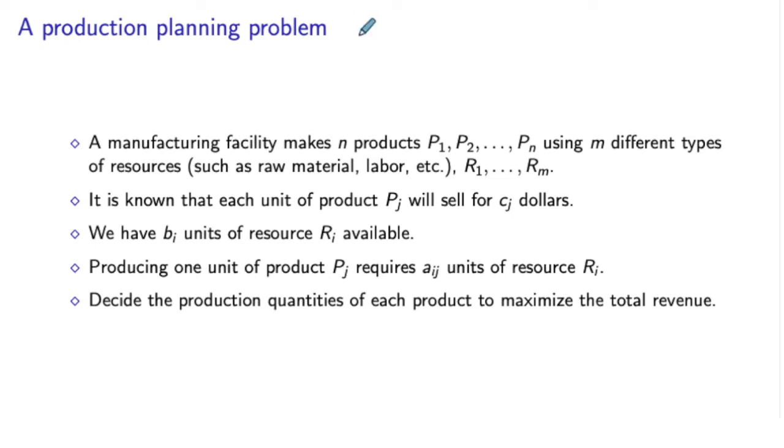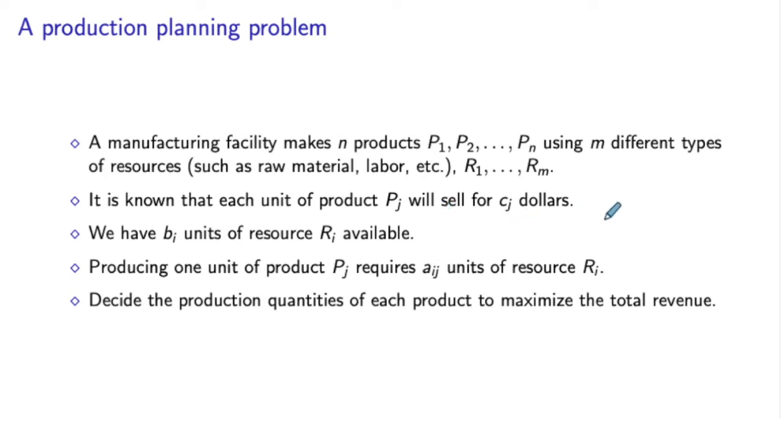We assume that we have a manufacturing facility that produces n products given by P1 through Pn, and it uses m different types of resources, such as raw material, labor, it could be money, and other things. So these resources are denoted by R1 through Rm. We know that each unit of product Pj sells for Cj dollars.